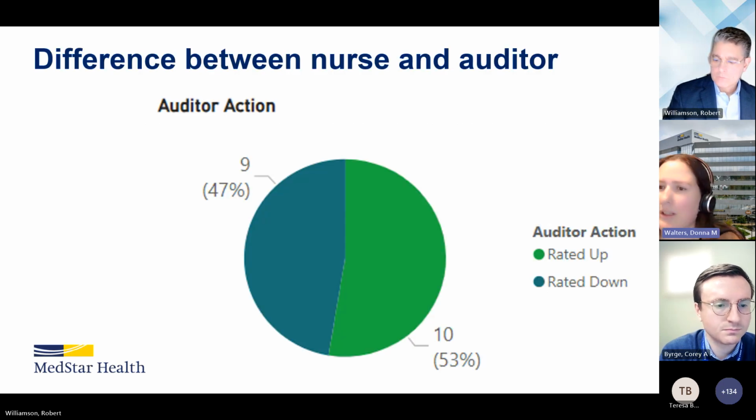And here you can see where the auditor difference was, whether they rated them up or rated them down. And it was really almost a 50-50 split between those 18% where they disagreed with the audit tool. Next slide, Bob.